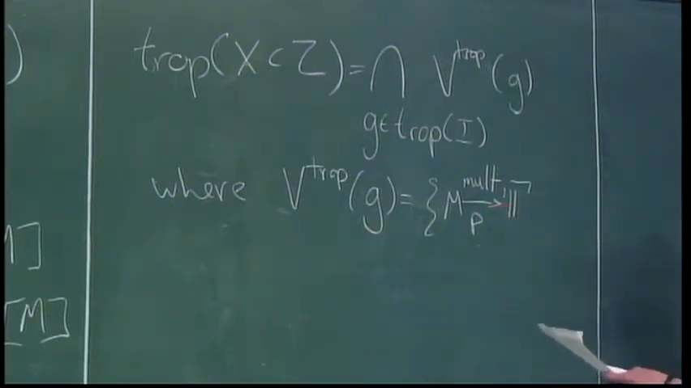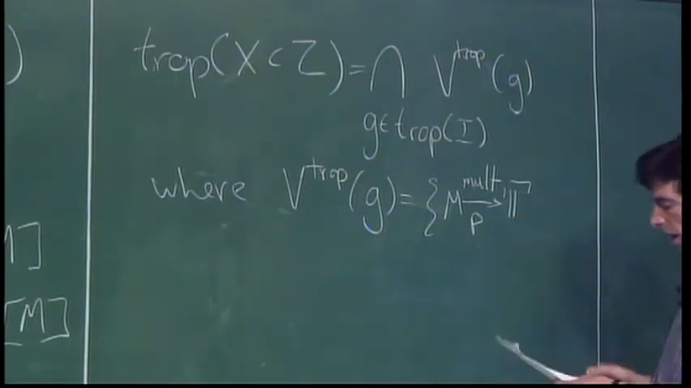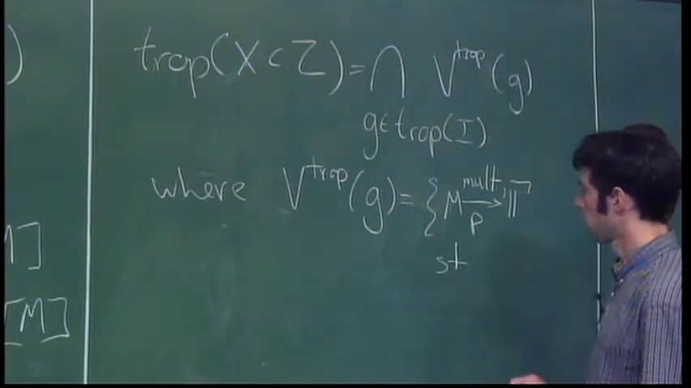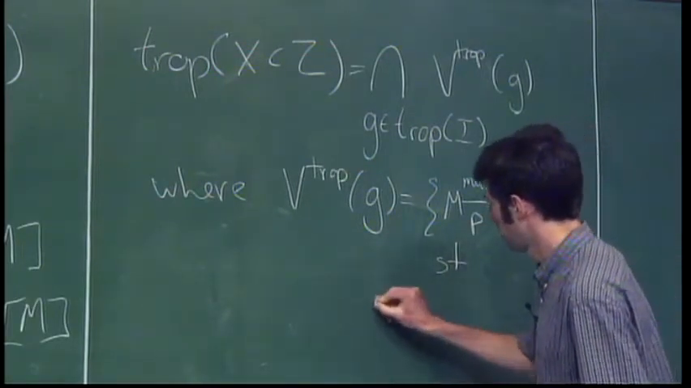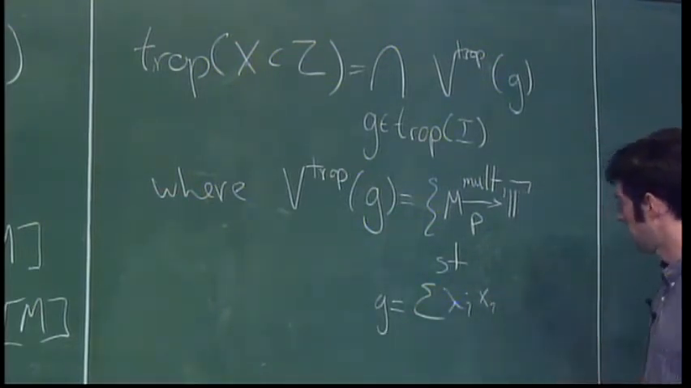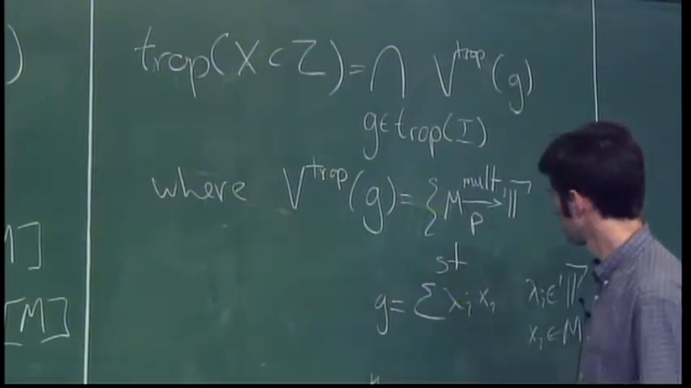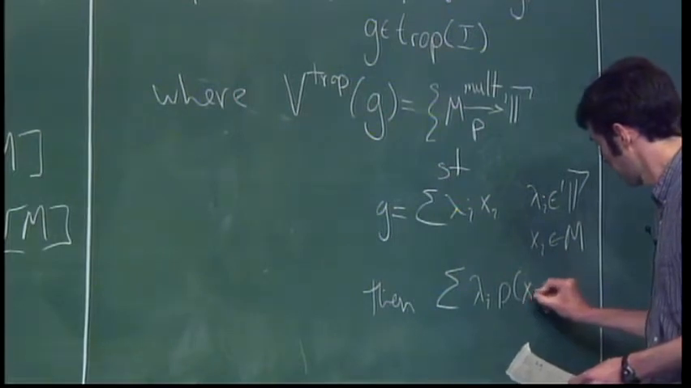multiplicative maps, I'll call it P, from the monoid M into the tropical numbers, viewed as a multiplicative monoid, forgetting the additive structure, such that, let's see, such that if we write G as a sum of lambda_i times elements x_i, where the lambda_i are elements of T, and the x_i are elements of M, then the sum of the lambda_i times P of x_i.